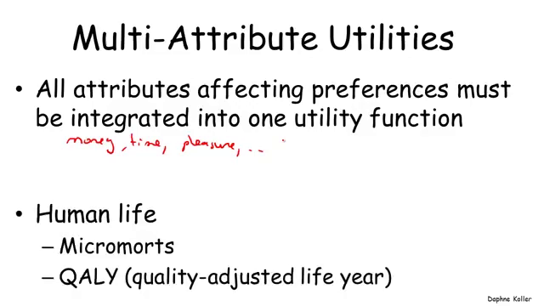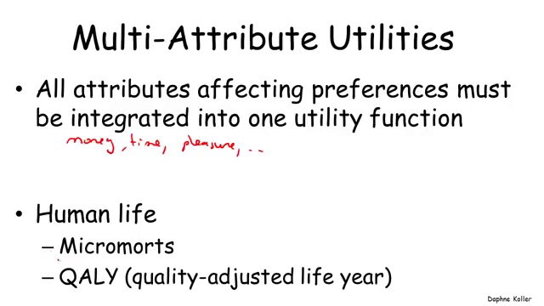Specifically in the context of human life, people have spent a lot of time thinking about how to bring human life into one's utility function. And what turns out to be the wrong strategy in terms of reflecting people's preferences is to have a utility for the monolithic event of someone's death. And that turns out to be a very difficult thing to contemplate.